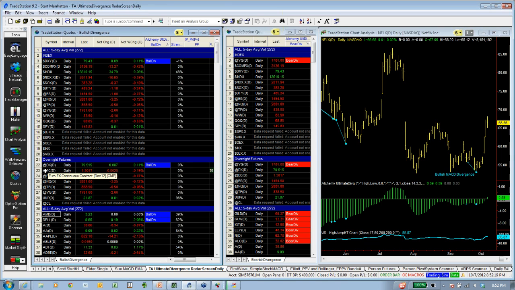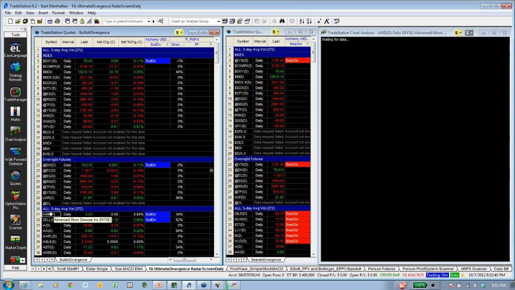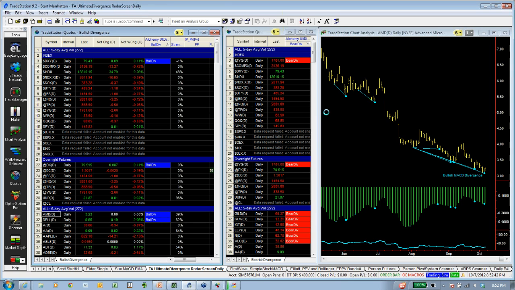So in the overnight futures, a bullish divergence, which is positive on the dollar, what does that mean? That's bad if you're long the market, because the dollar going up typically will pull the market down. It'll pull commodities down with it. AMD and Dell have bullish divergences. Let's see what they look like on the chart.